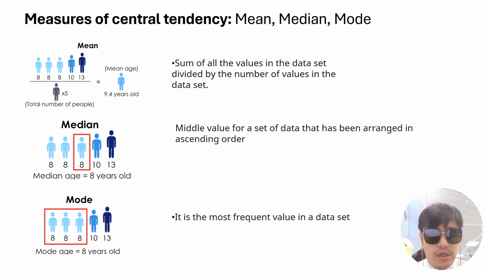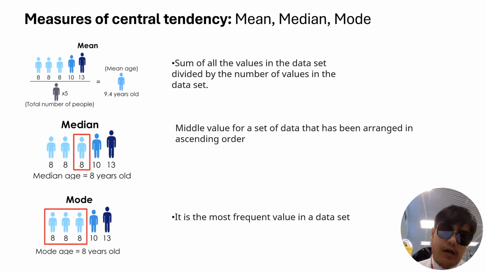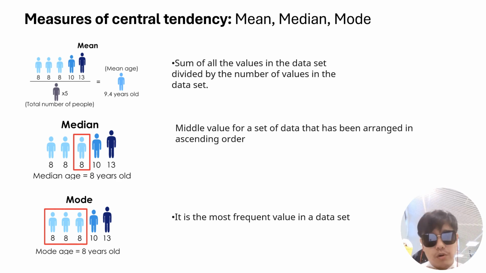Next, we're talking about mode. Mode is the most frequent value in a data set. This is pretty straightforward. There is no need to arrange them. You just need to find the data that happens the most frequently.